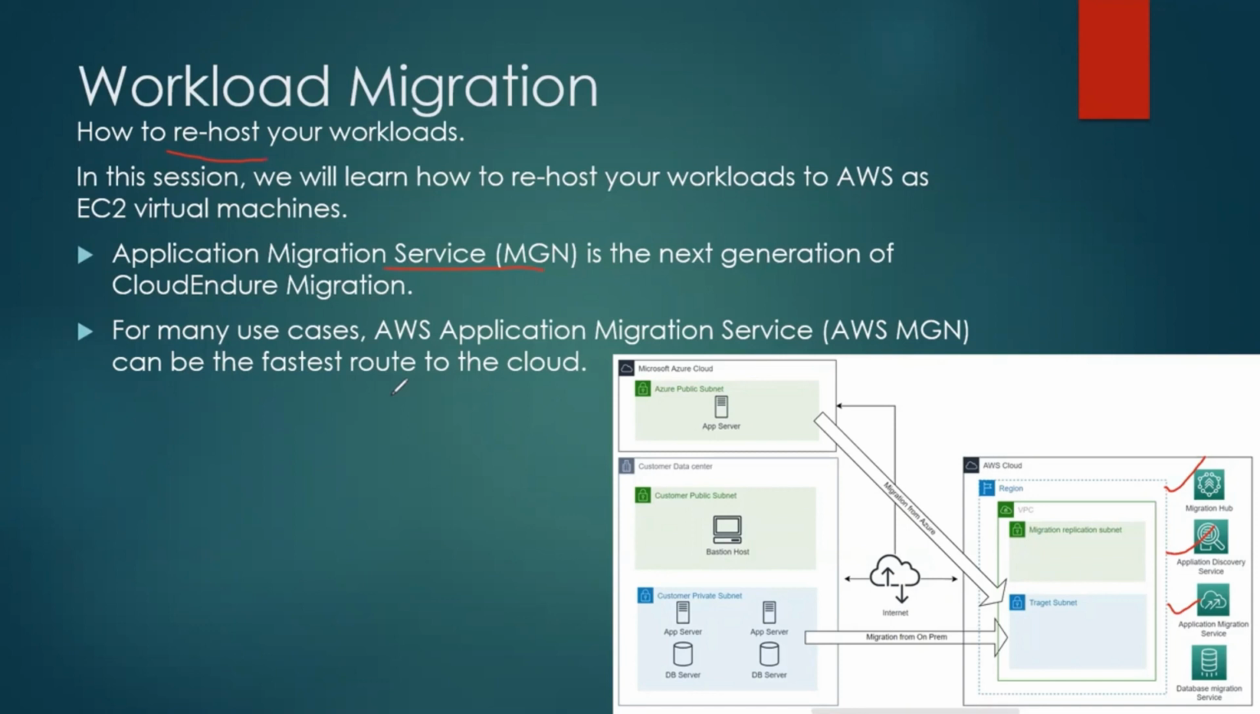It's based on the same concept, which is used for creating all those different environments and the lift and shift of the servers. For many use cases, Application Migration Service is used because this is the fastest route to the cloud. As per the understanding of various challenges and pain points from customers, they want to migrate some of the servers to the AWS cloud as quickly as possible.